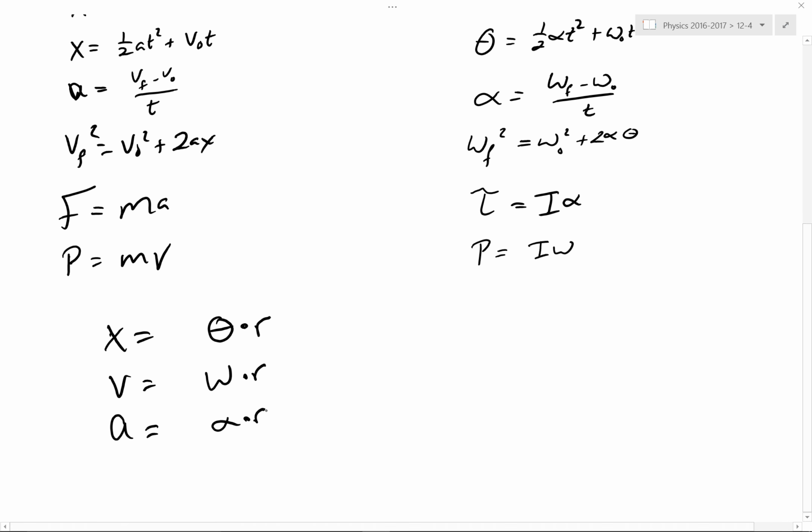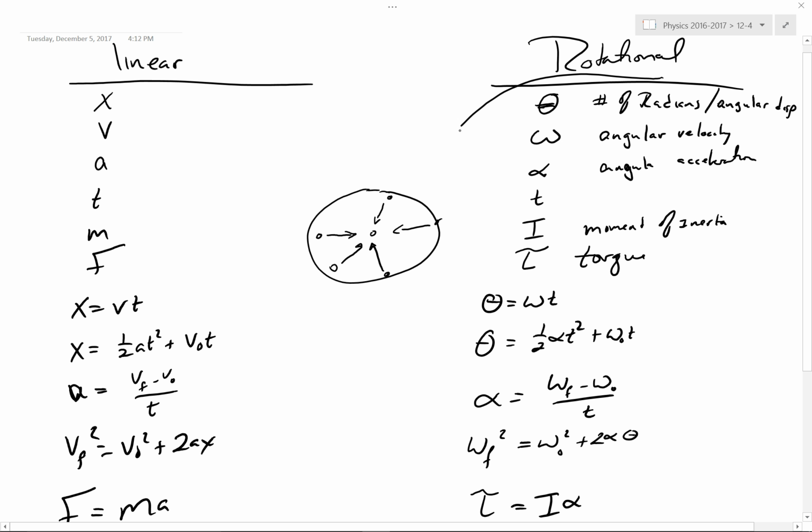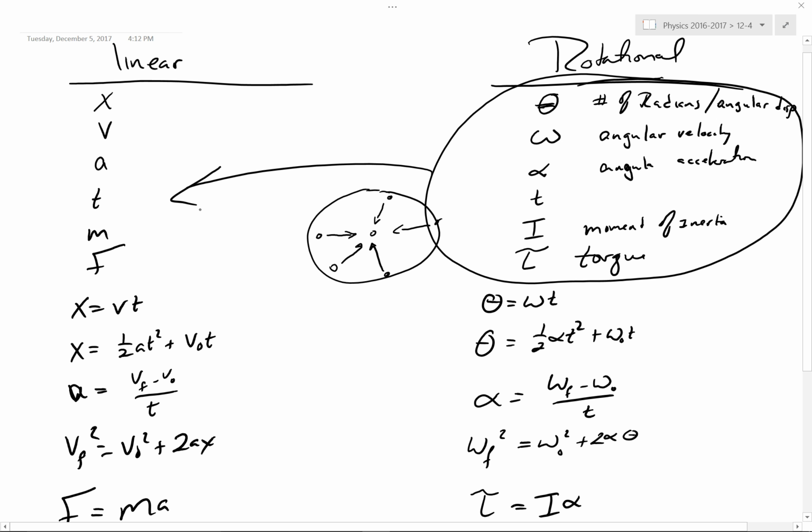I think that's where I want to leave off today. Don't stress too hard about it. If you remember who the players are, who takes the place of who, then the equations are exactly the same. All you have to do is sub out the players.